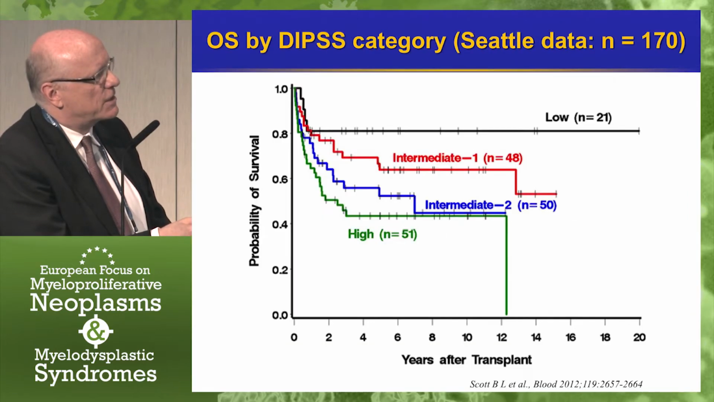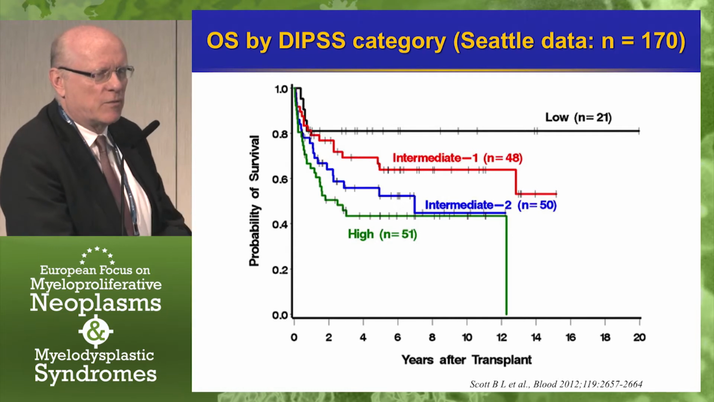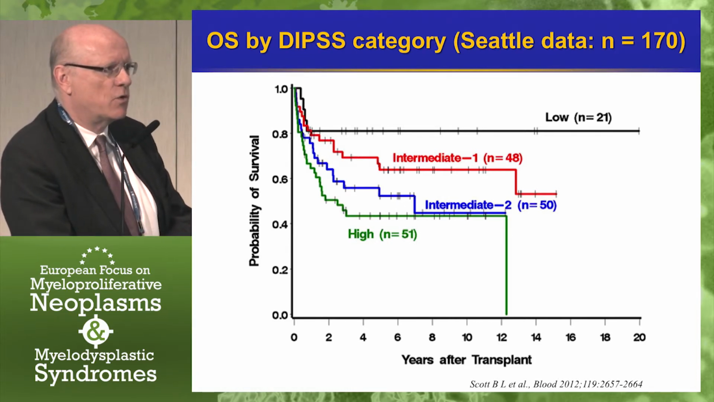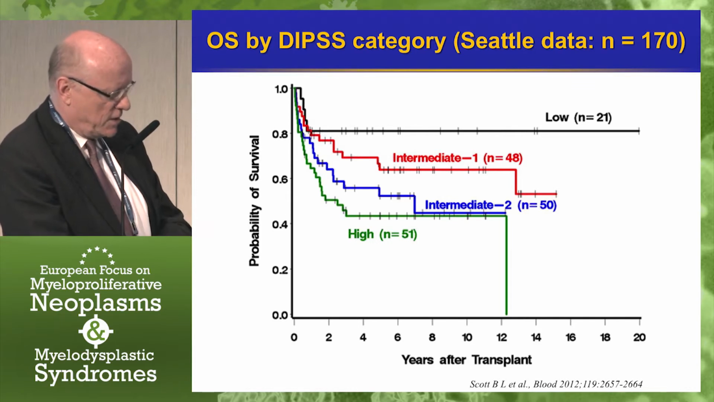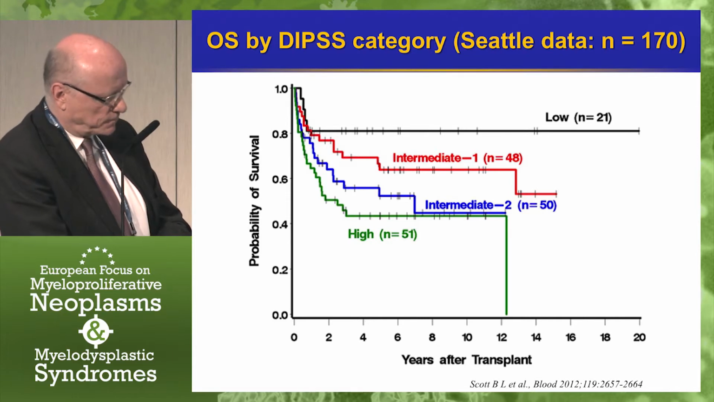When we looked at transplant data, these are data from the Fred Hutchinson Cancer Center, looking at the disease-specific DIPSS score at time of transplantation. There you can also see nicely that if you have low-risk patients, the survival is more than 80%. If you transplant patients with high-risk disease, the survival is about 50%.